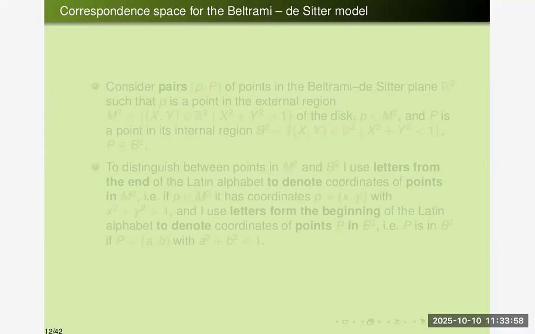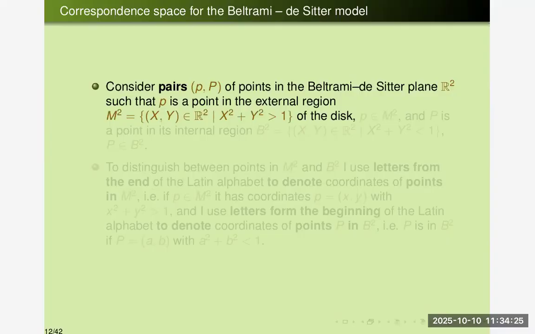So I will now consider pairs of points. A point outside and a point inside. Okay. So consider a pair of points: point little p in the de Sitter space, and point capital P inside the disk, right?